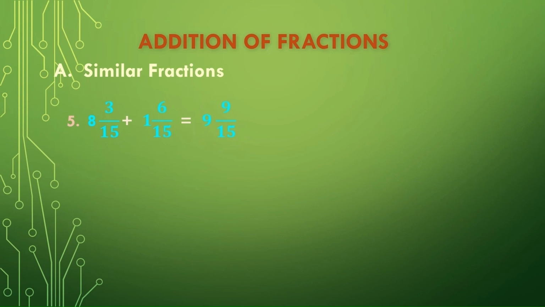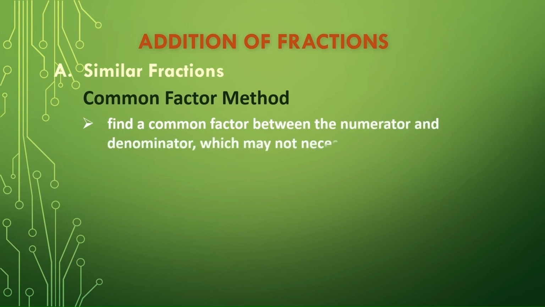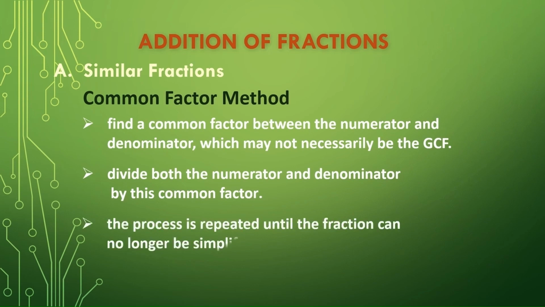The next step is to reduce our answer into its simplest form. To simplify the fraction component of 9 and 9/15, which is 9/15, I'll show you two ways. Let's start with the shortcut method, which is division by common factors. The common factor method involves finding a common factor between the numerator and denominator, which may not necessarily be the GCF. We divide both the numerator and denominator by this common factor. The process is repeated until the fraction can no longer be simplified.